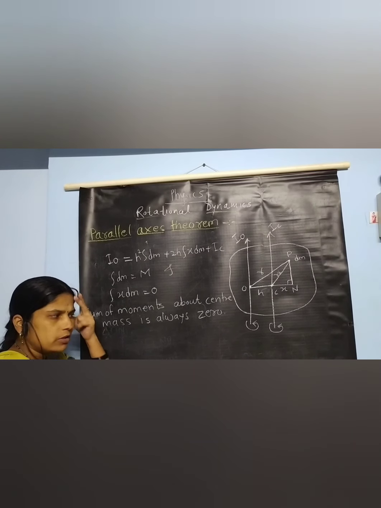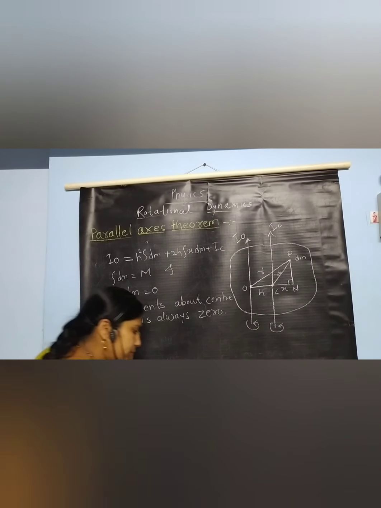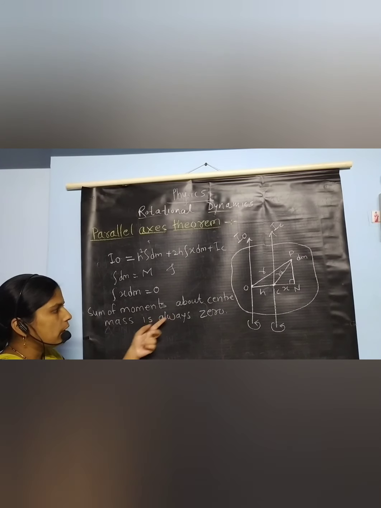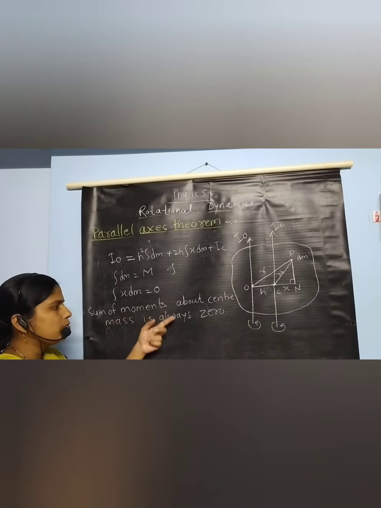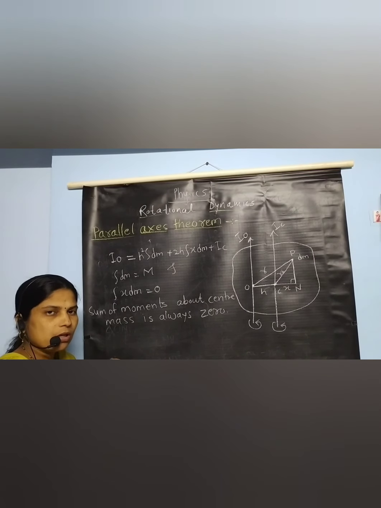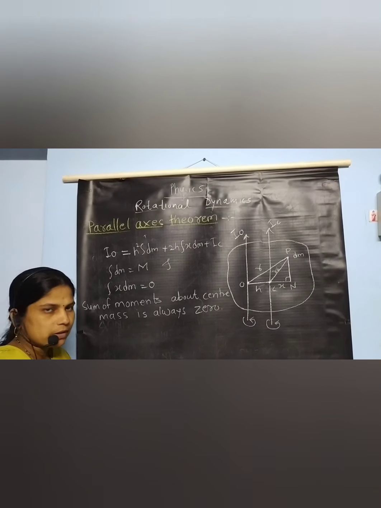It is the moment. Therefore, we are getting the sum of all moments about the center of mass, which is equal to 0. We already discussed this in 11th science.